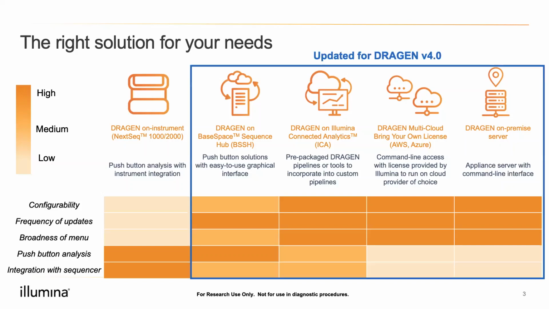So for today's webinar, I want to focus on these other access points of DRAGEN: DRAGEN on BaseSpace Sequence Hub, DRAGEN on Illumina Connected Analytics, DRAGEN with the multi-cloud bring your own license on AWS and Microsoft Azure, and then the DRAGEN on-premise server. So these are the ways that you can access DRAGEN that are getting this update with DRAGEN version 4.0. Stay tuned for future updates coming to DRAGEN on NextSeq 1000-2000.